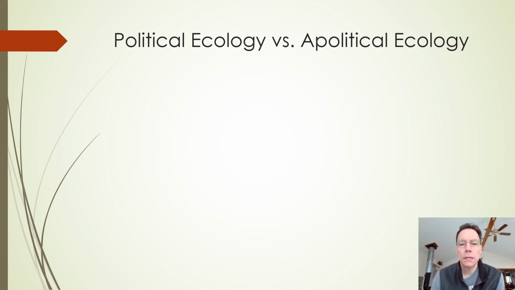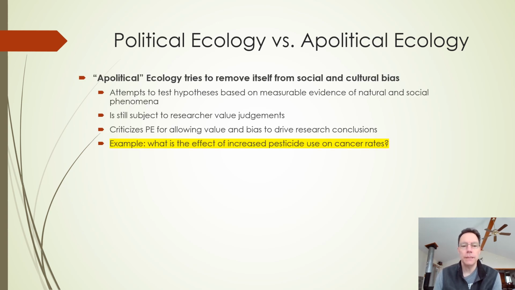Okay, so let's talk about what apolitical ecology might be in comparison. So apolitical ecology is ecology that tries to remove itself from social and cultural bias. In other words, it's trying to test hypotheses based on measurable evidence of natural and social phenomena. So a lot of scientific ecology falls into this category. It's actually trying to avoid cultural bias.